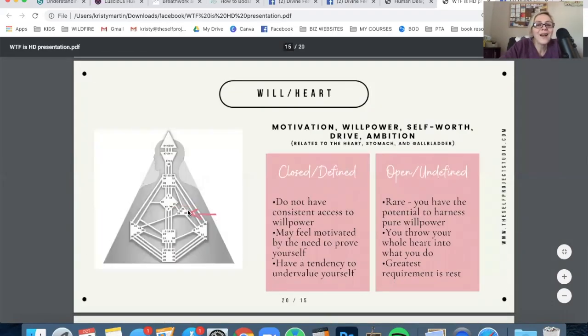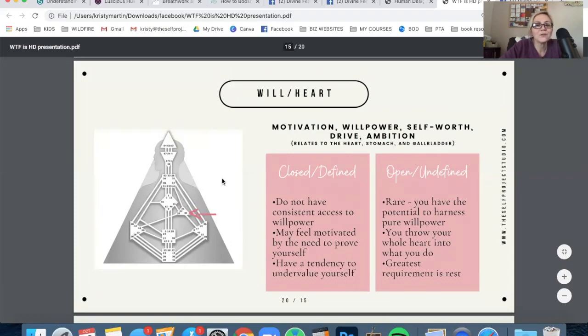Then you've got the will and the heart center. That's the little sideways isosceles triangle. This corresponds to motivation, willpower, self-worth, drive, ambition. So if you have ever wondered why you just don't have the willpower to power through something or stick with something, know that it's because only about 1 out of 10 people in the population have their G centers open, right? Yes.